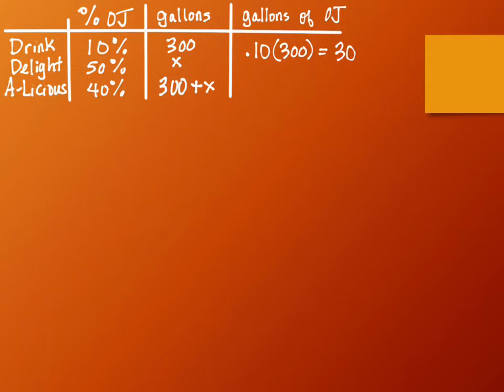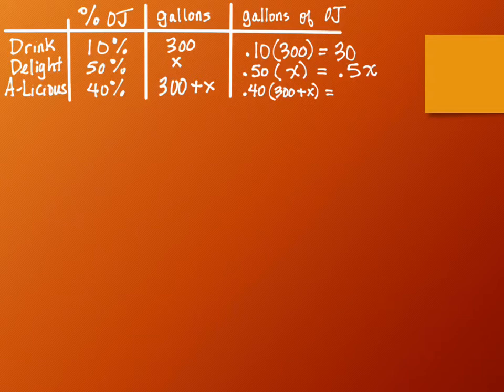So I'm also going to have 50%, that's 0.50, or you could just put 0.5 if you wish, of my X gallons. I don't know how much that is, but I know it's 0.5X, right? Because I'm just multiplying those two quantities together. And then we have 40% of our resulting quantity that's supposed to be of the 300 plus X drink.